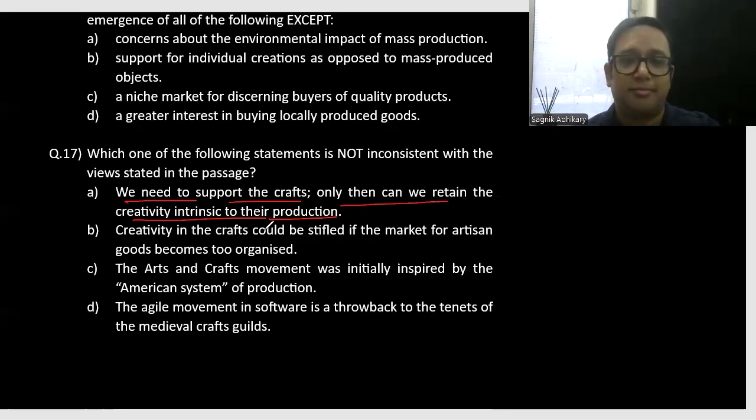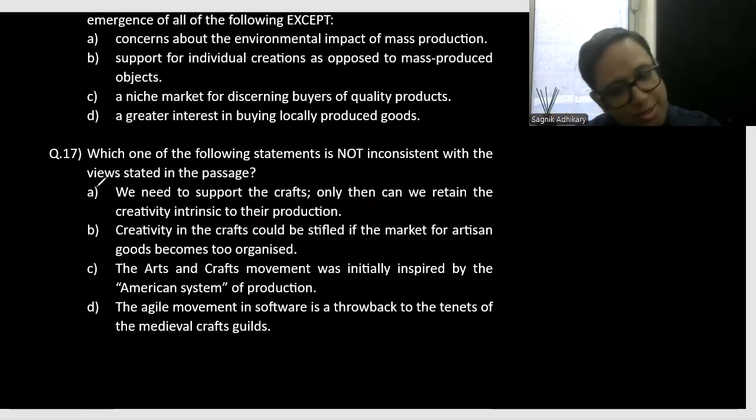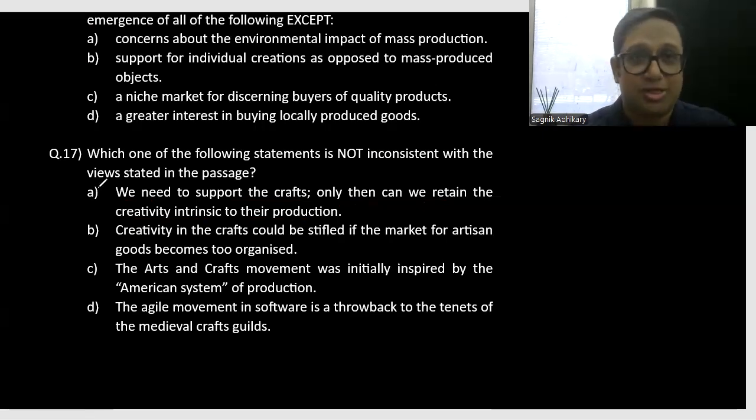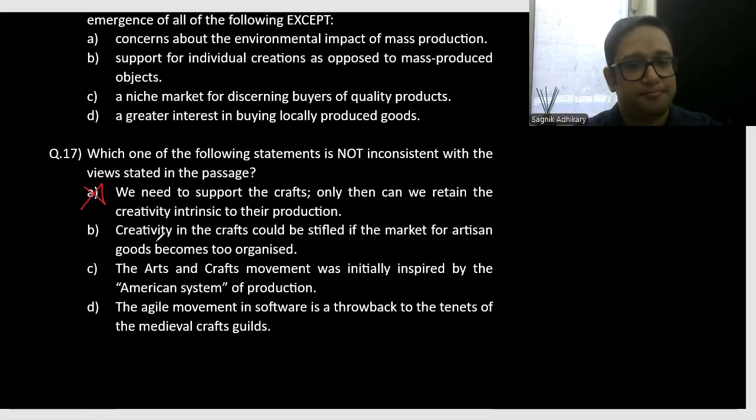We don't see the author suggests that we need to support craft anywhere in the passage. So this is outside the premise. We don't know if this is true or false. It is likely, because the author speaks so much about craft, that the author is in support of crafts, but we cannot draw that judgment for sure. This is not the answer choice we're looking for.